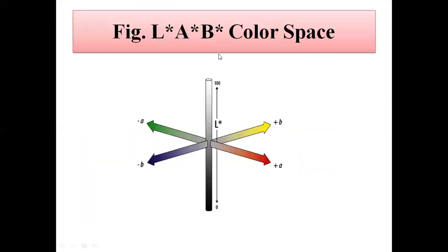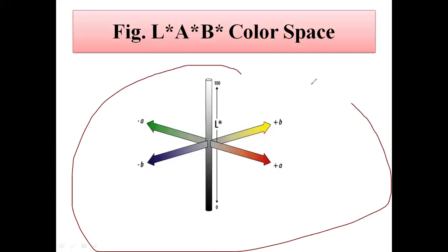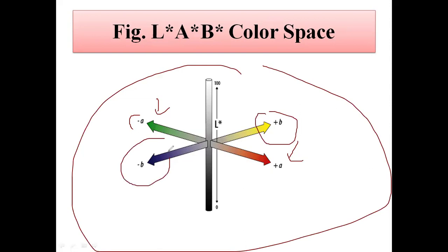You can see here, this is the diagram of the LAB color space. The A star value, if you look at this diagram, goes from minus A to plus A. So minus A is green and plus A is red. So from green to red, there are different variations of color in this A star color channel. Similarly, plus B, that is positive, to minus B, means yellow to blue. So there are different variations of colors in this B channel.